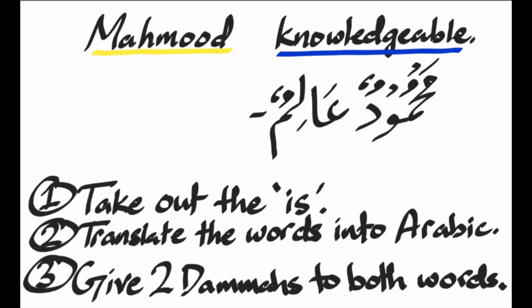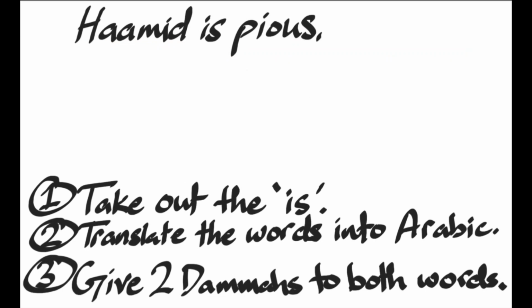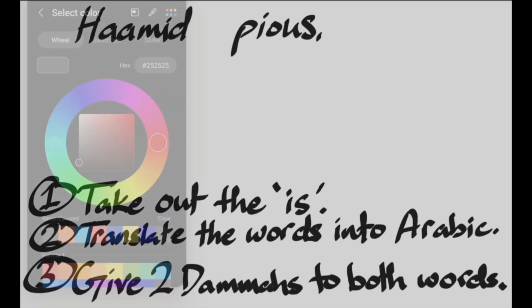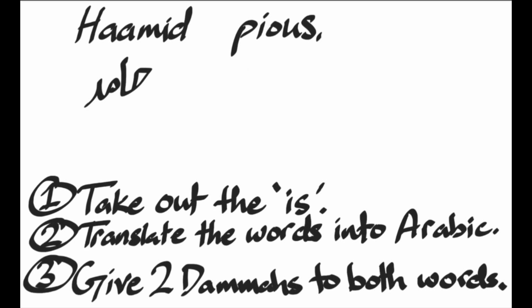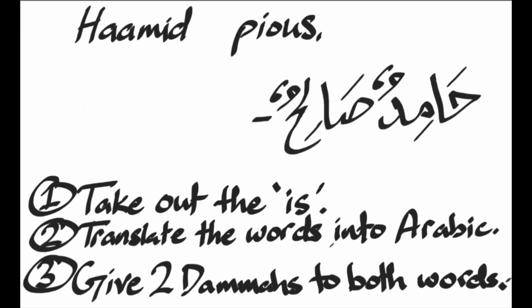Now let's jump on to the second sentence. Hamid is pious. The first thing you're going to do here is take out the is. The second thing you're going to do is translate the words into Arabic. Now Hamid will stay the same. But pious will be translated into salihun or salih. Finally, the third thing you're going to do is add 2 dhammas to both of the words. You'll write it like this. Hamidun salihun. Hamid is pious.